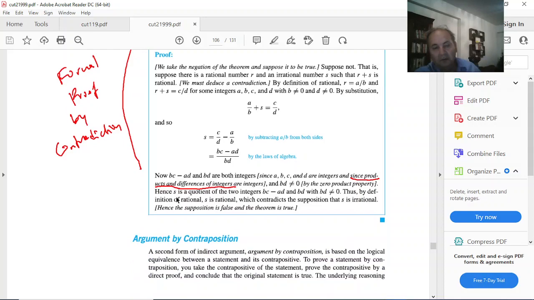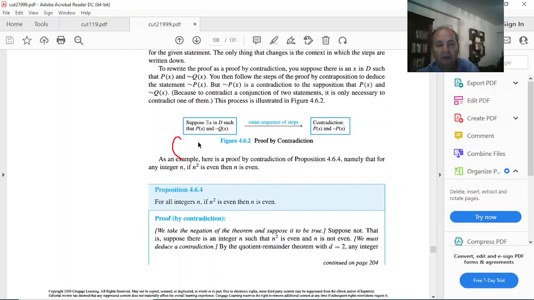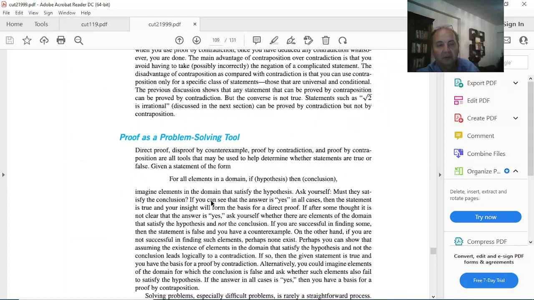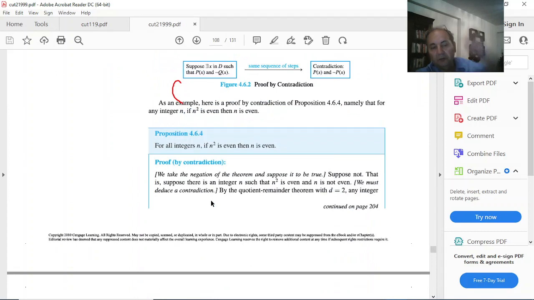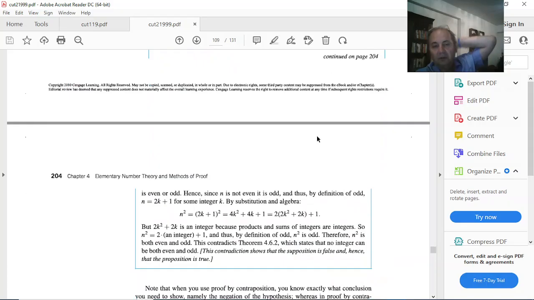The contraposition is the same, don't worry, the extension of the same thing. It's nothing fancy here. In that time, P(x) and Q(x) come out, but it's the same thing. Because proof by contradiction is a huge topic. You see, proof by contradiction. Same sequence of steps, it doesn't matter.